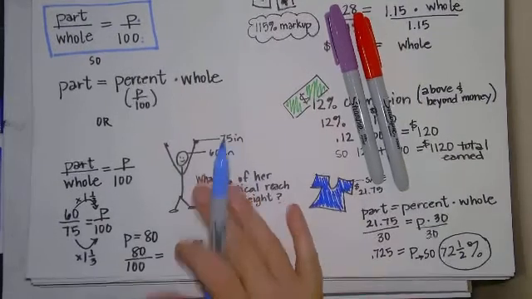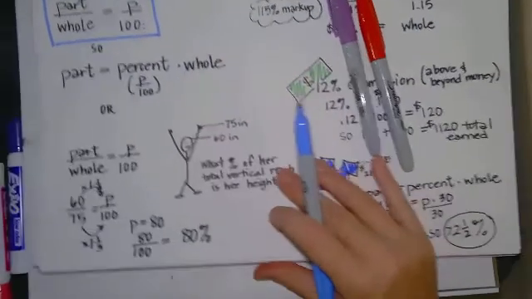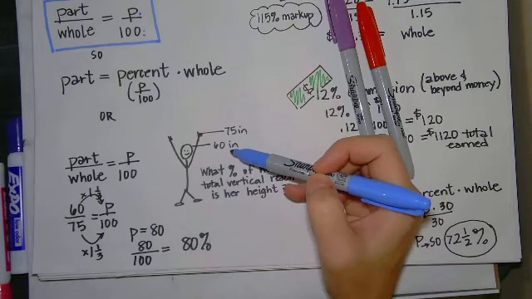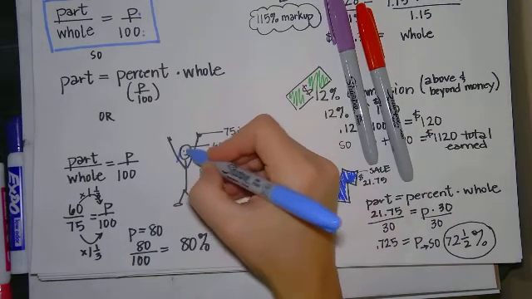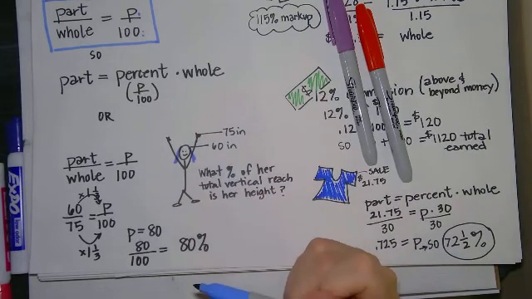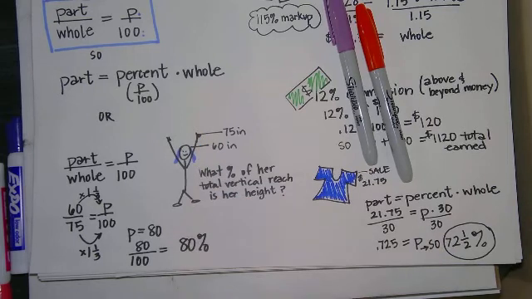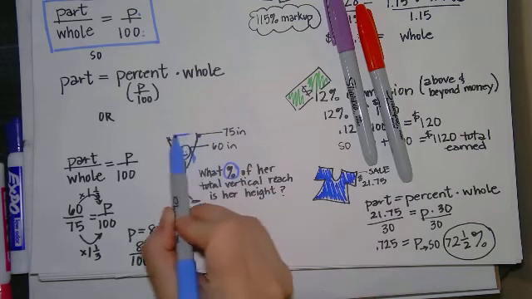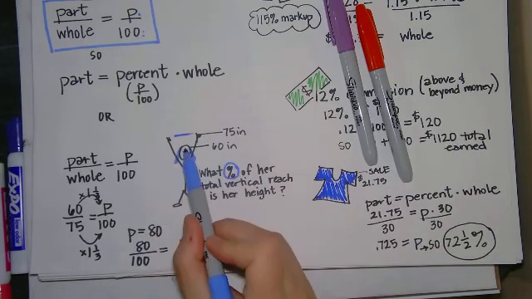All right. So here's an example of a problem. Hopefully this will help. So let's say that this person is 60 inches tall and she has blue hair and she is reaching up and she's able to reach up to 75 inches, like her top reach when she puts her hands above her head. So we're trying to find what percent of her total vertical reach is her height.